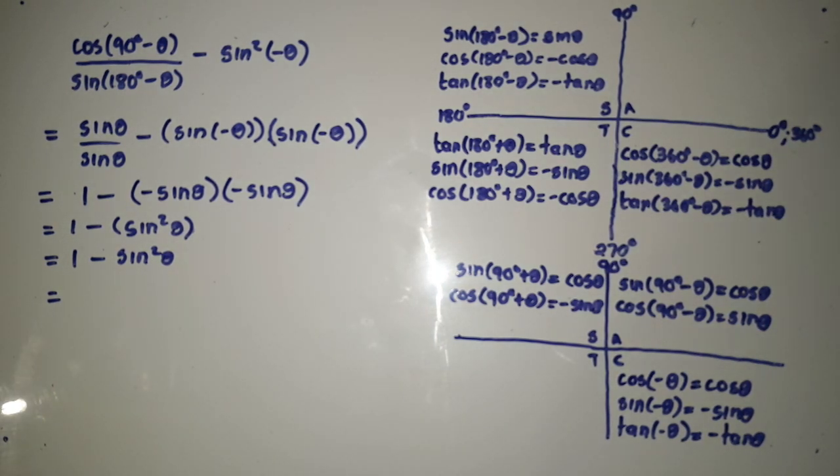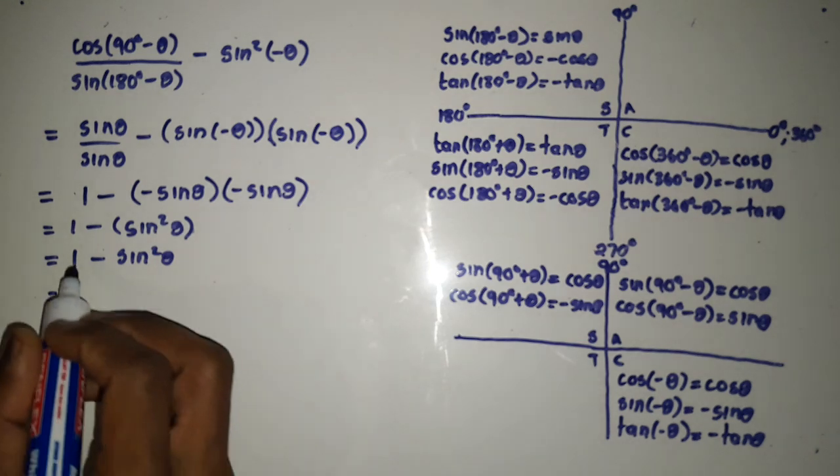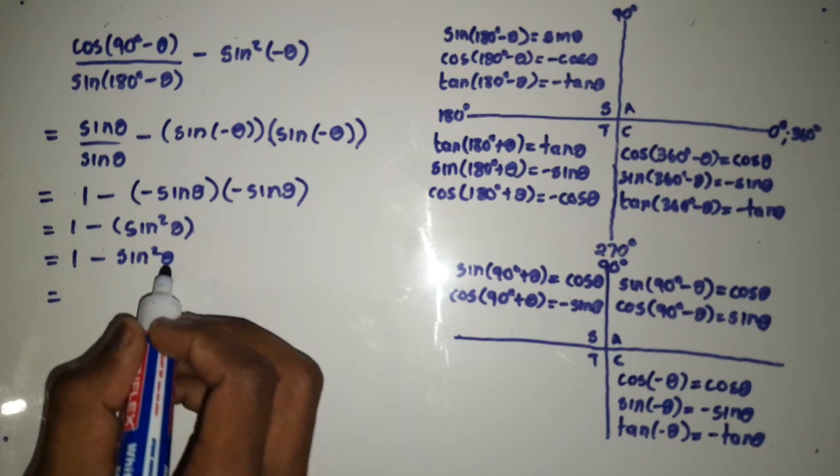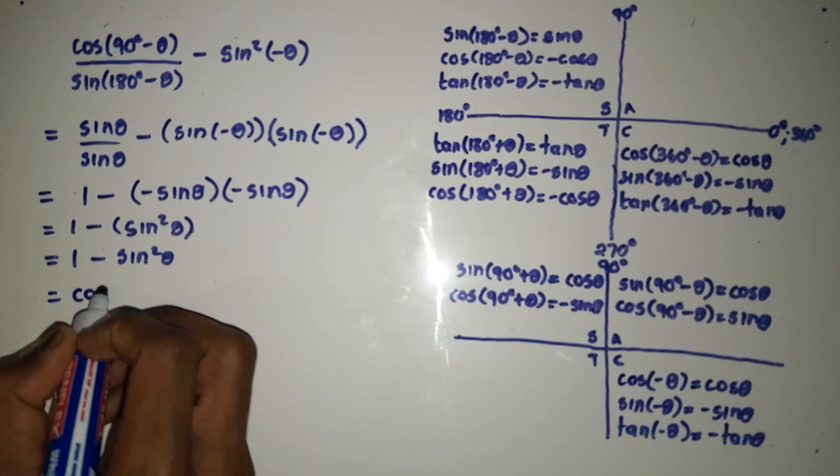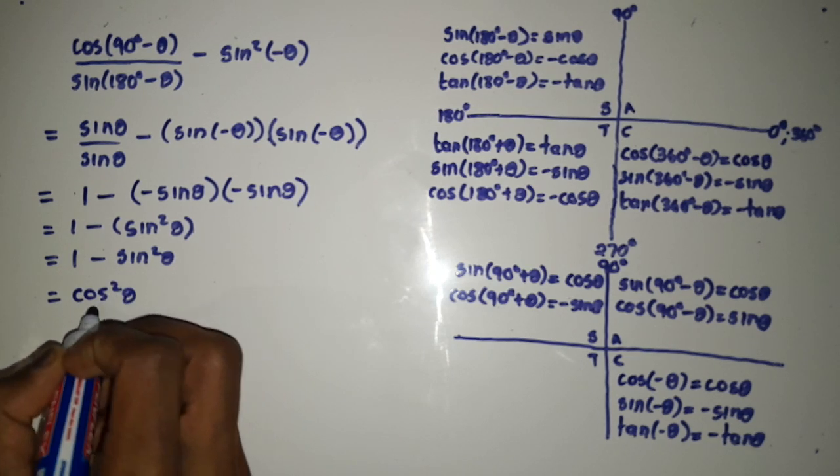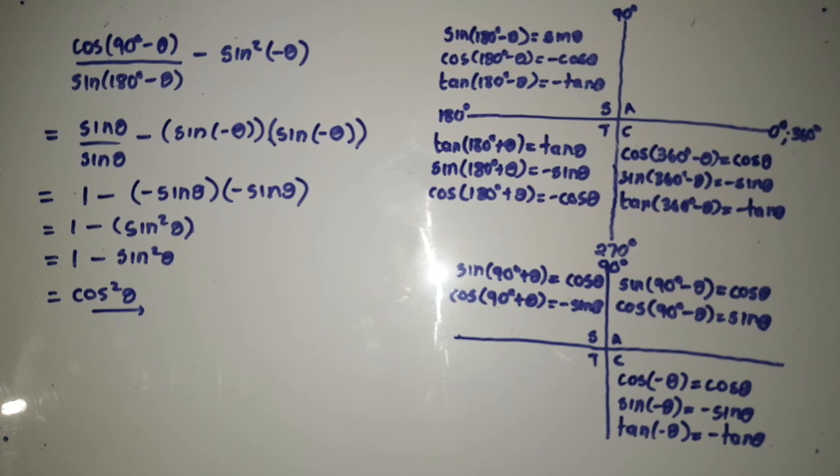Now we are going back to what? To the identities. By now I think you already know that 1 minus sine squared theta is going to give us cos squared theta. See, just like this, we have managed to solve for this problem. Then now, let me give you another problem.